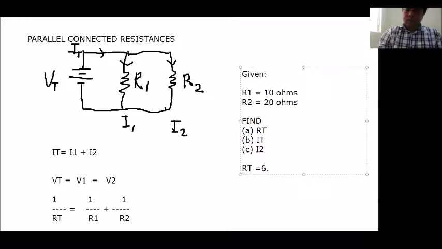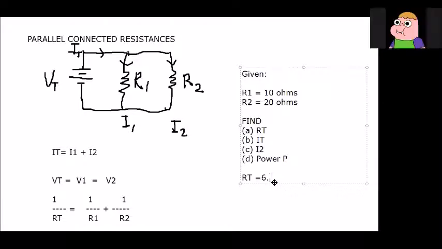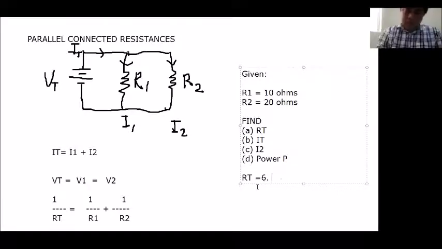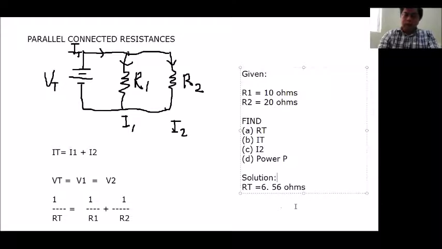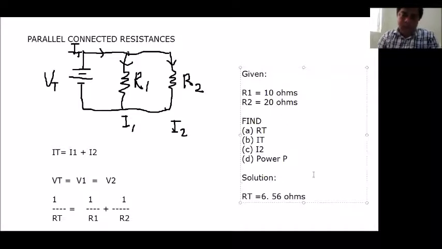That's 6.66 ohms. So the solution: we get the reciprocal. We will have our equation 1/10 plus 1/20. Then we get the reciprocal of the sum. Now this is the answer for letter A.